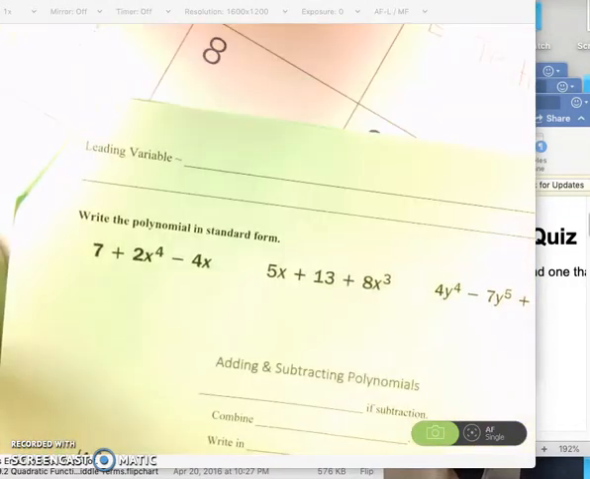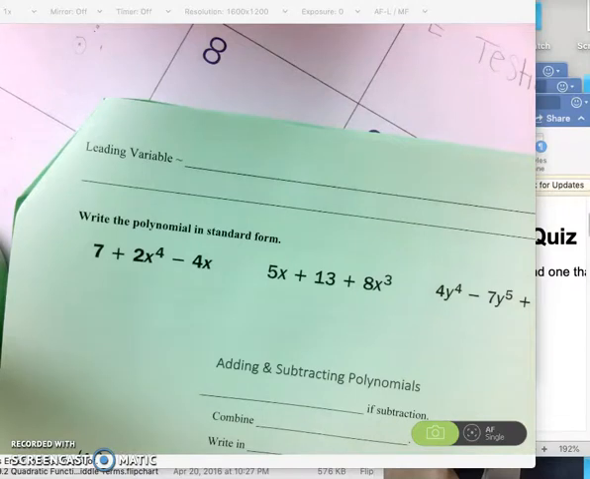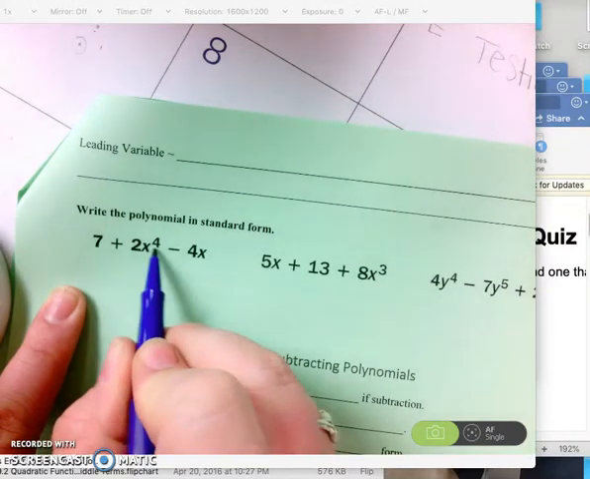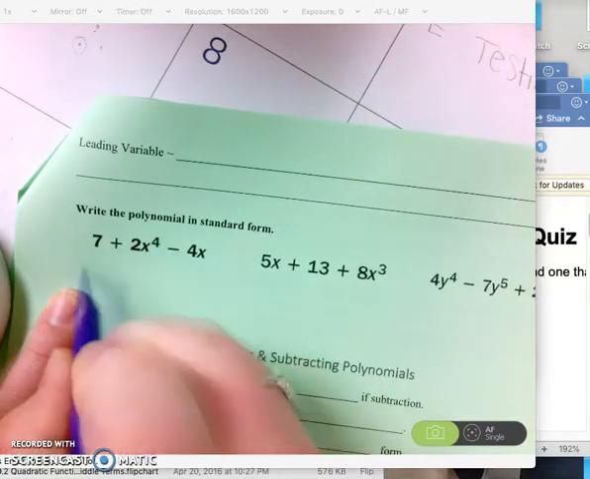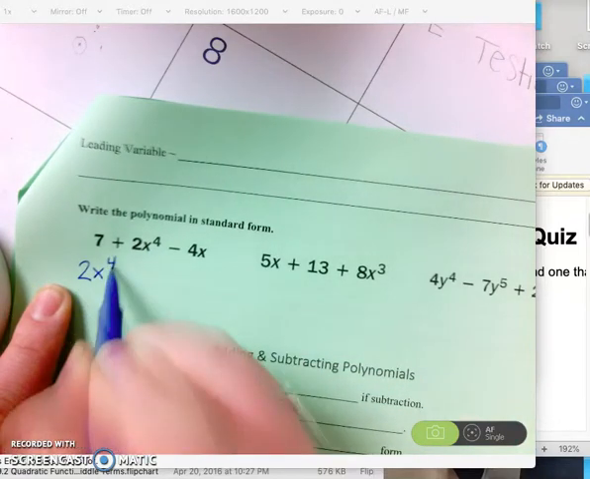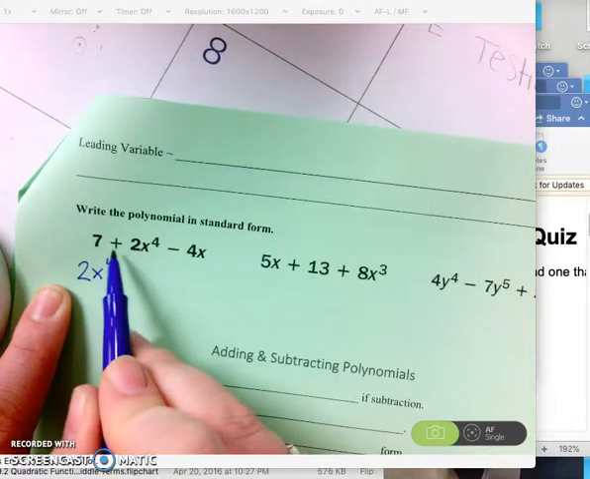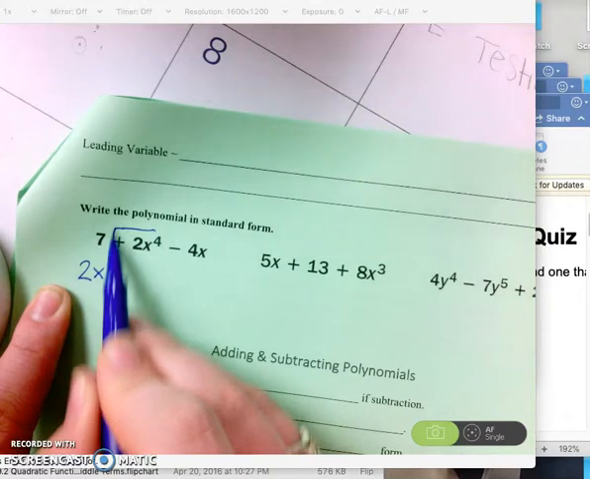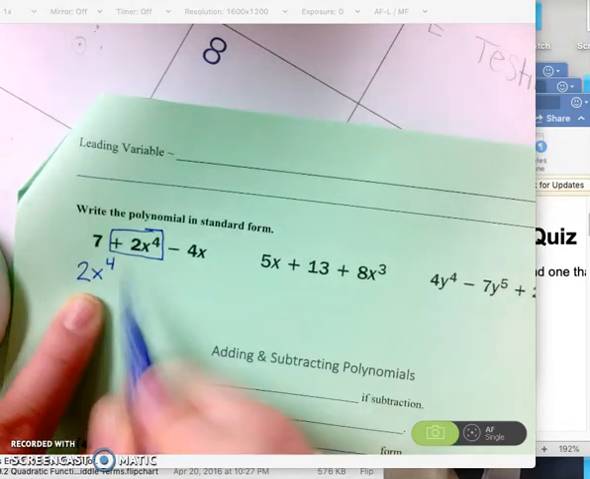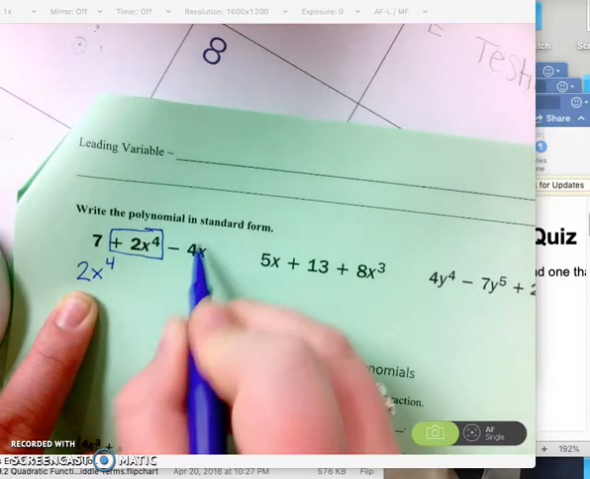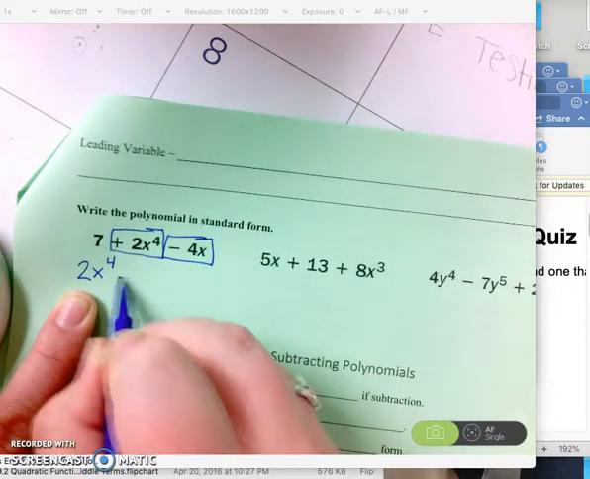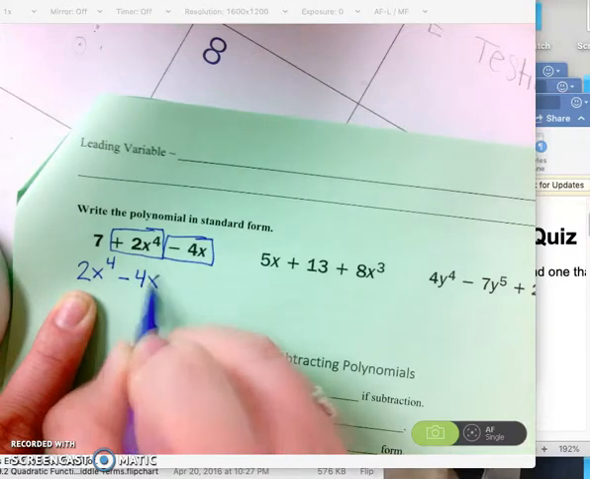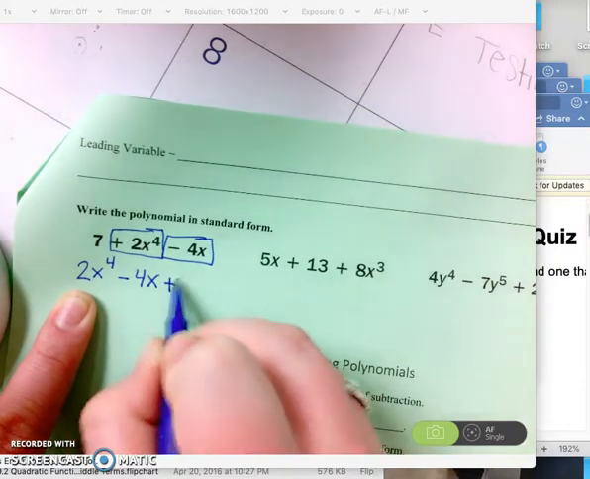Okay. So we're going to write these first in the polynomial in standard form, looking for the biggest exponent, and that's going to be 2x to the 4th. Remember, whatever plus or minus is before it, that has to stay with that one. So 2x to the 4th is written first, then this minus 4x is next. So negative 4x is next, and then plus 7.